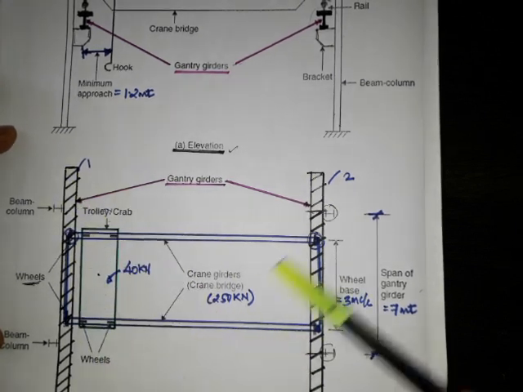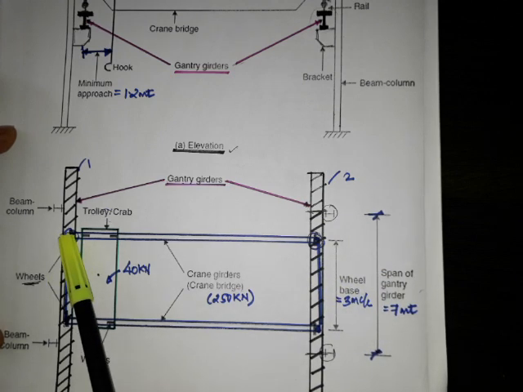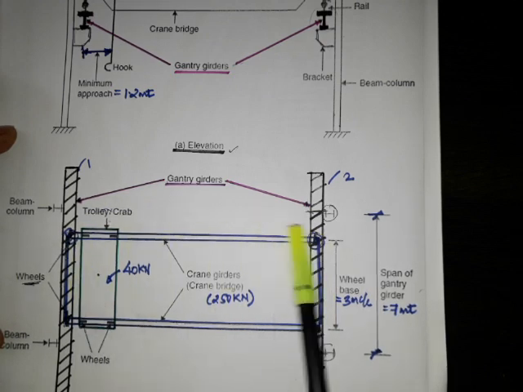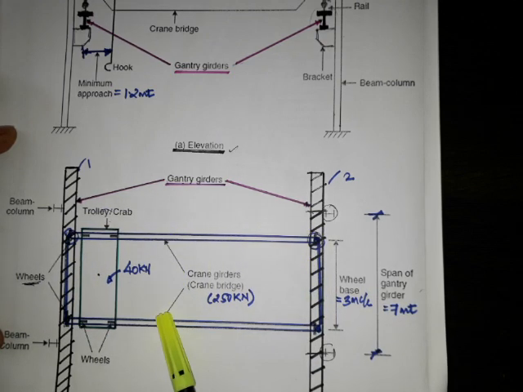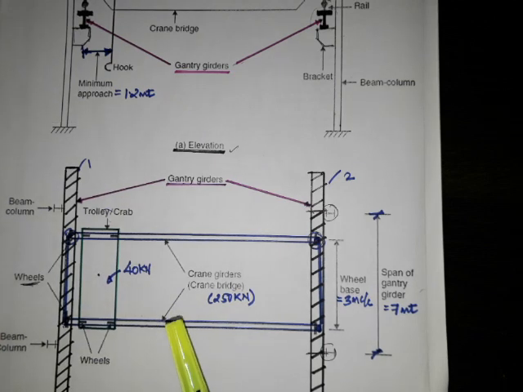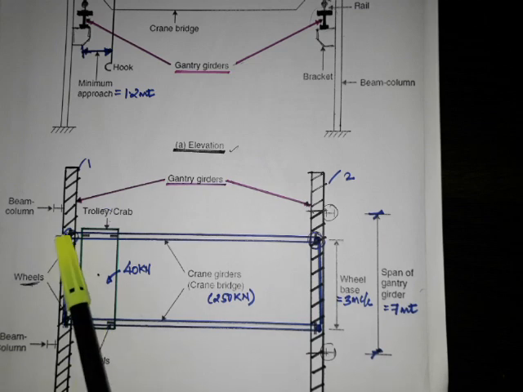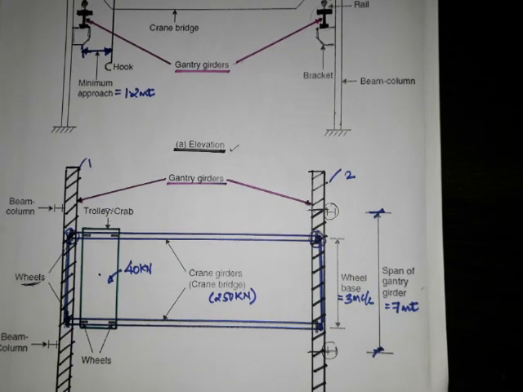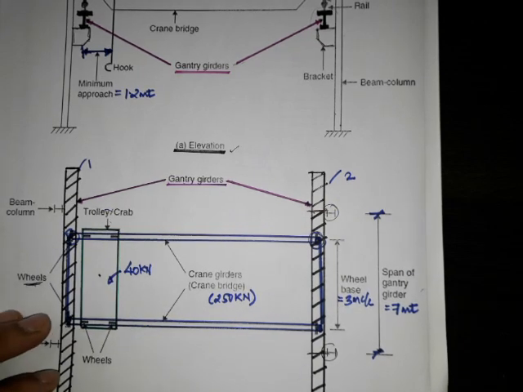So these are the gantry girders, and again with respect to the 4 number of wheels. So I told you one crane girder will be having 2 wheels. So when we use 2 crane girders, 2 crane girders means 4 number of wheels. Okay. So the load will be transferred to 4 number of wheels. So this is the basic ideology of the gantry girder, how the load transfers through the trolley to the crane girder, and from crane girder to the gantry girder. Okay.